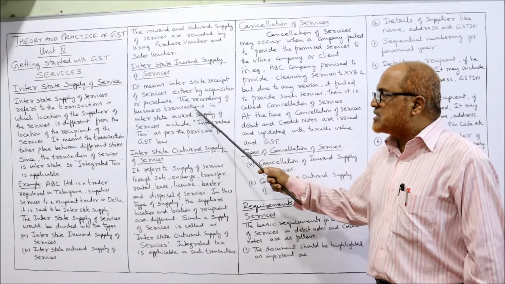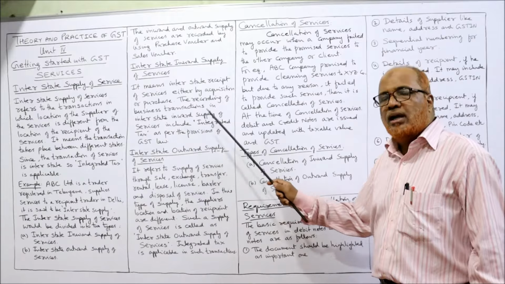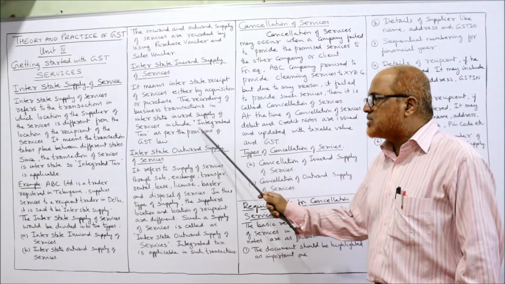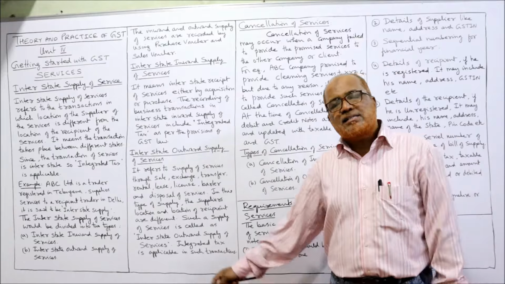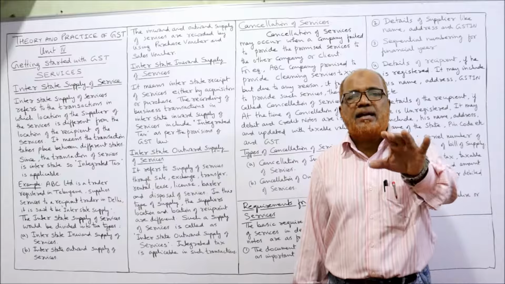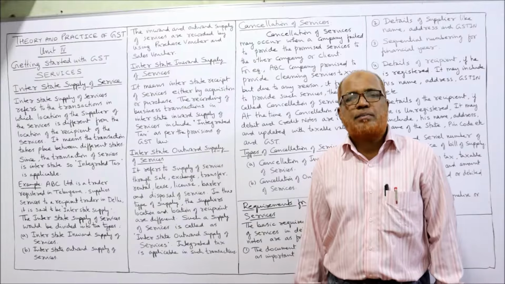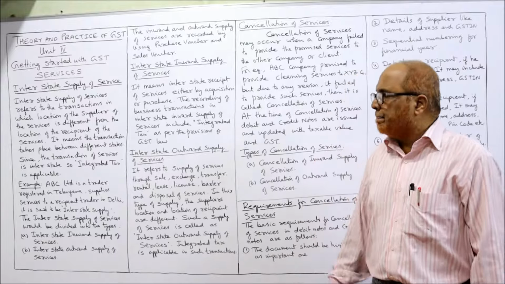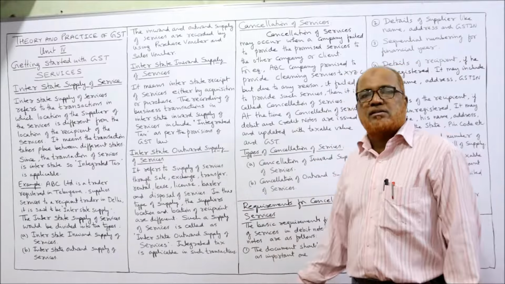The recording of a business transaction in interstate inward supply of service includes integrated tax as per the provisions of GST law. Whether it is inward supply of service or outward supply of service, integrated tax will be applied as per the GST law. Now secondly, interstate outward supply of services.